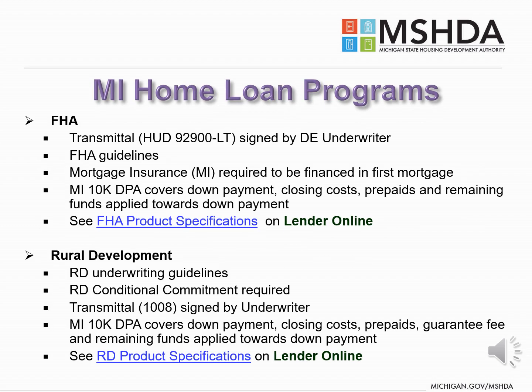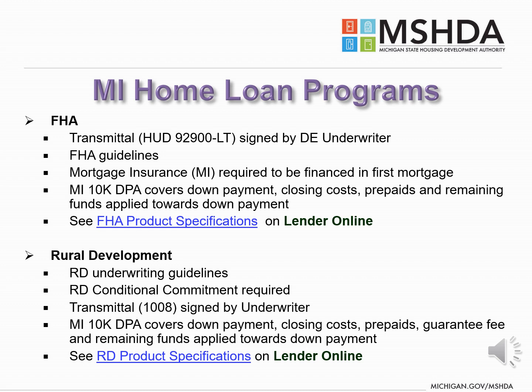The programs offered with MSHDA loans are as follows. FHA with the transmittal HUD 92900LT signed by the DE underwriter. FHA guidelines are to be followed. The MI is required to be financed in the first mortgage. DPA of $10,000 is available. This covers down payment, closing costs, prepaids, and any remaining funds can be applied towards the down payment. See the FHA product specifications on Lender Online.